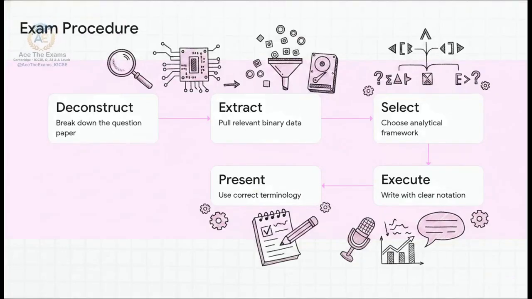So what exactly is this blueprint? This is your standardized, non-negotiable battle plan for tackling these questions. First, deconstruct the prompt line by line. Underline the command words. Second, extract the relevant data, especially pulling from any binary representations or variable tables provided. Third, select your analytical framework. Determine what type of logic expression or truth table is actually being asked for. Fourth, execute the working with absolutely clear notation. Do not rush this part like Sam did. And finally, present your findings using the correct terminology. Every single one of these steps is designed to add specific marks to your paper. Do not deviate from this sequence.